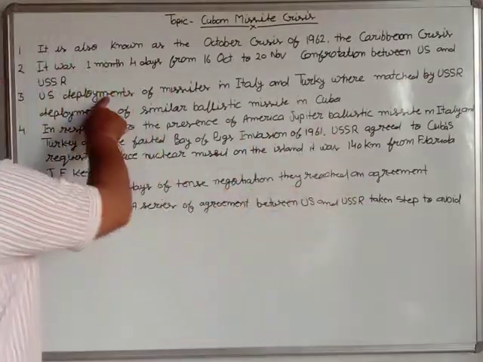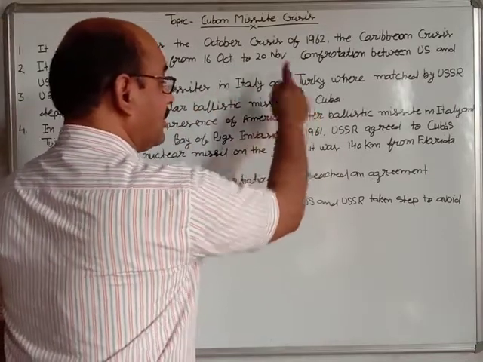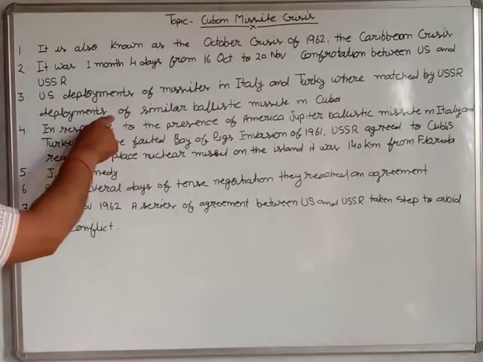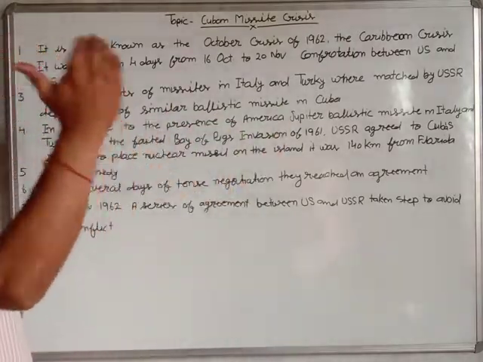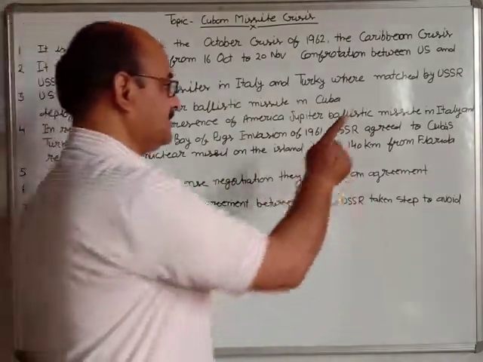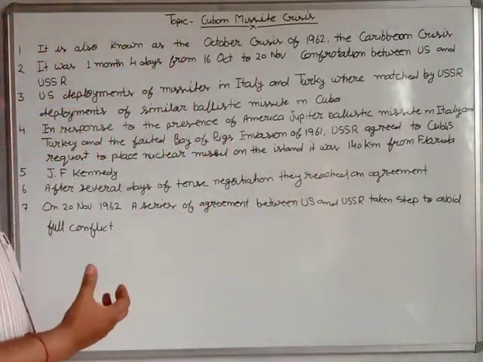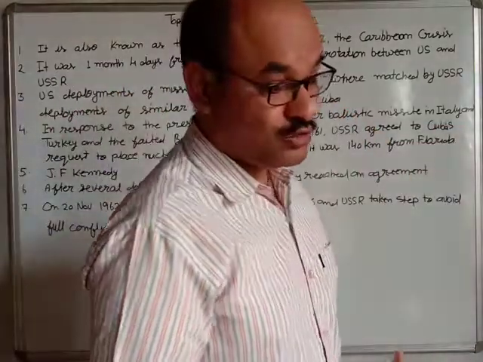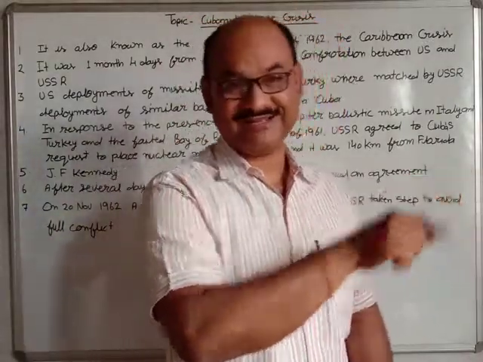So on the deployment of missiles by America in Italy and Turkey, in response, the USSR deployed ballistic missiles on Cuba. Cuba was close to the socialist ideology, ideologically a friend of the USSR. Cuba gave permission to the USSR: you can use my coastal areas to deploy ballistic missiles which can target America.